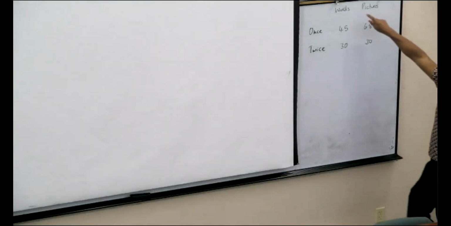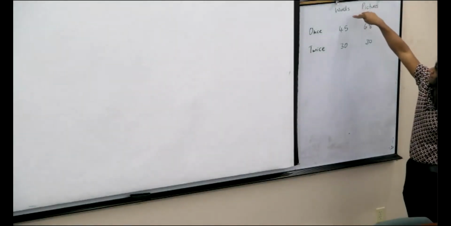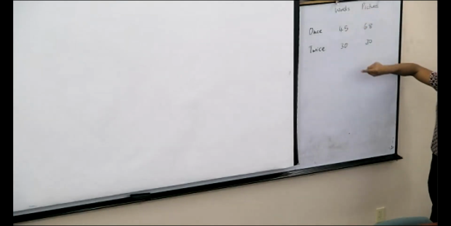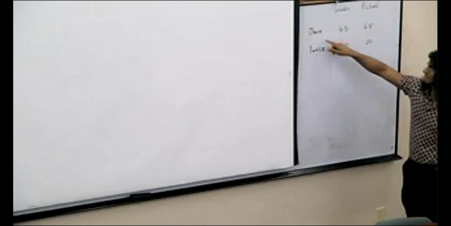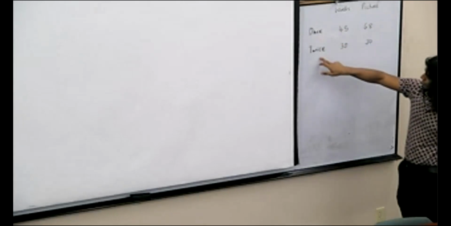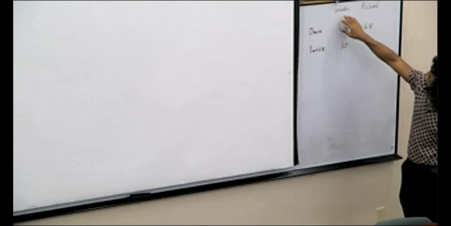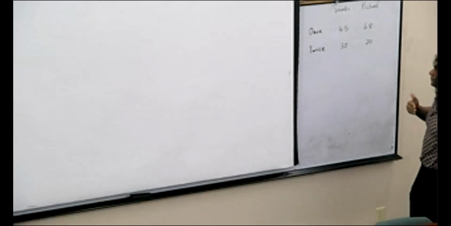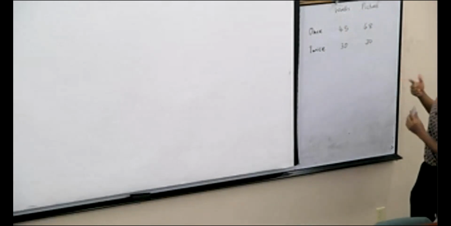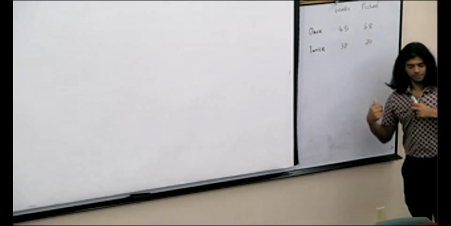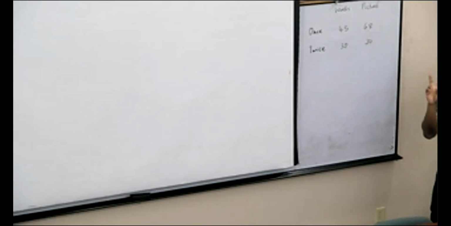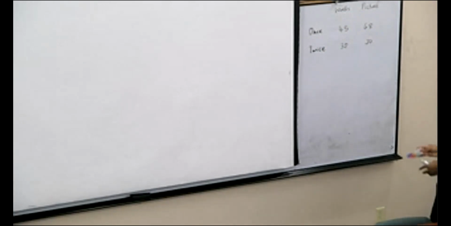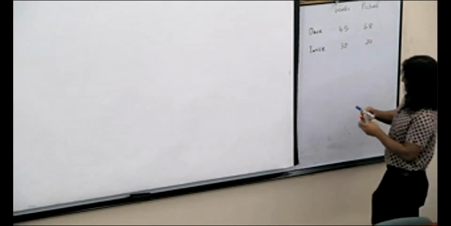So the number of times you show words, pictures, which is once or twice, and how well are you able to recollect from memory? So whatever numbers that we have here are averages.